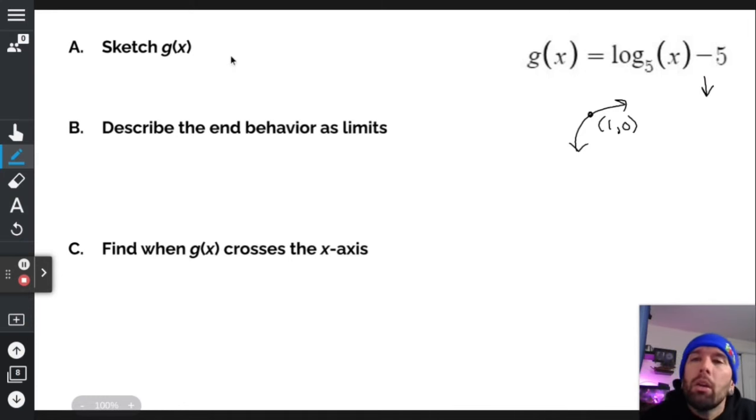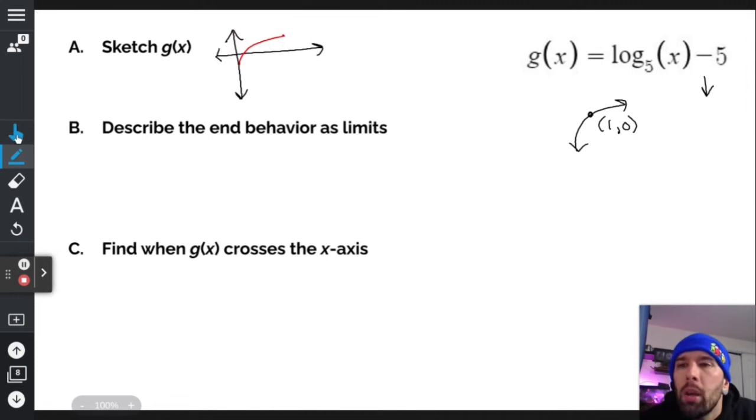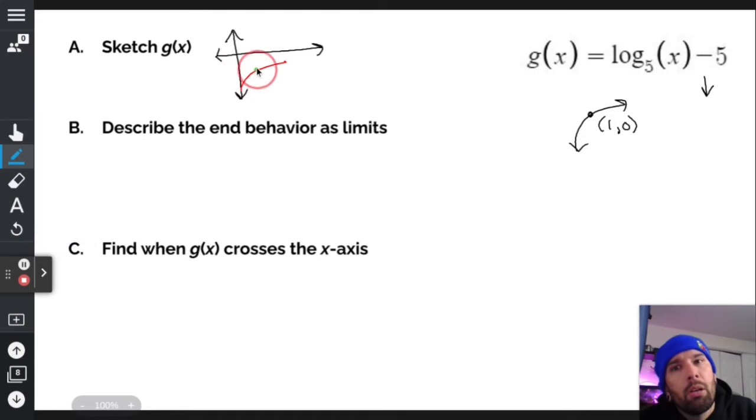So, sketching this guy, it would normally look like this, right? But now I'm moving it down 5 units and I'm going to have it go through the point 5, 0. Or no, 1, negative 5. Why would I say 5, 0? 1, negative 5. Because you're moving it down 5. Silly me.